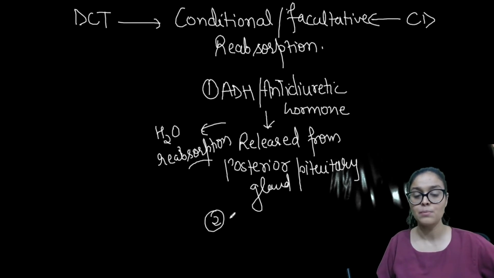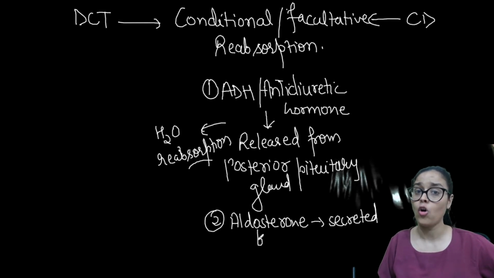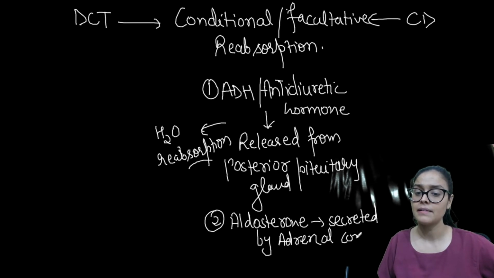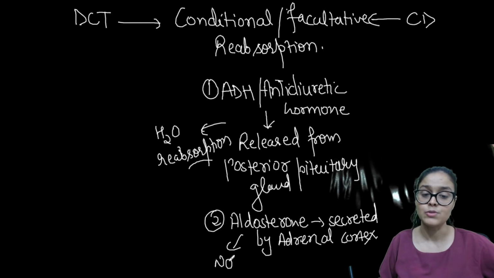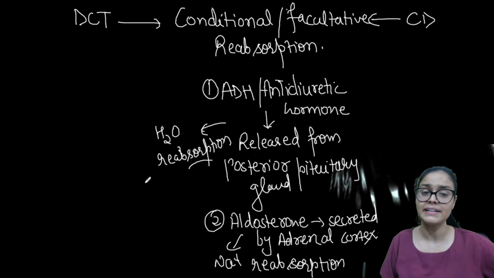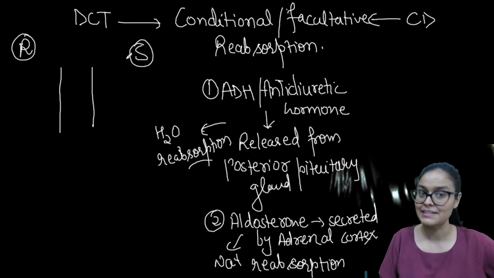And the second hormone is aldosterone, and obviously it is secreted by the adrenal cortex gland, right? And what is its purpose? Sodium balance. So it will be reabsorbing sodium. It will help in sodium reabsorption from DCT. So we will be seeing it in some condition, right? So obviously when we see DCT, we will be seeing what is reabsorbed here, what is secreted here.